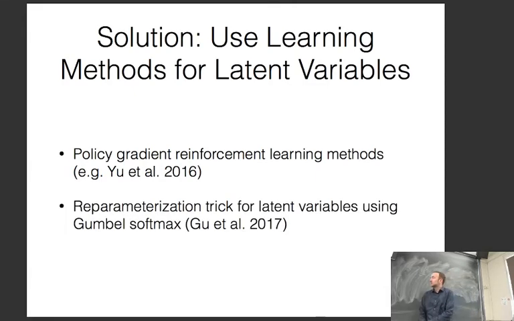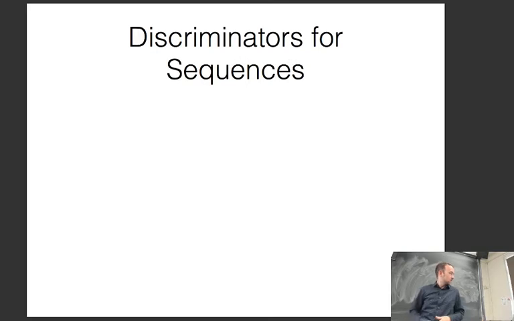A second example uses a kind of adversarial objective with the reparameterization trick for latent variables using the Gumbel. I believe this was the Gumbel straight through or Gumbel softmax estimator. I forget exactly which one it was using. So you can also use the reparameterization trick that I talked about last time. Because I've already talked about these, I'm not going to talk about them in detail. They're almost exactly the same as the other ones.